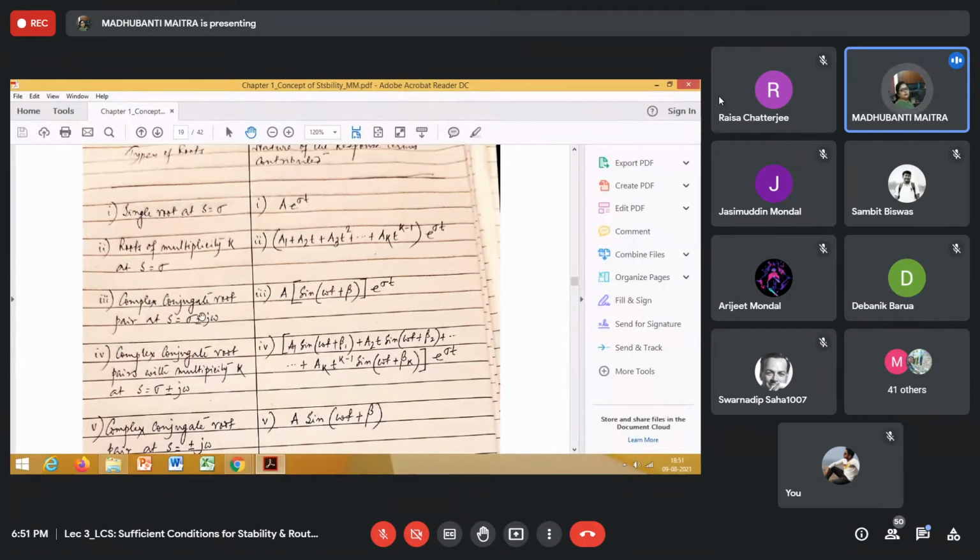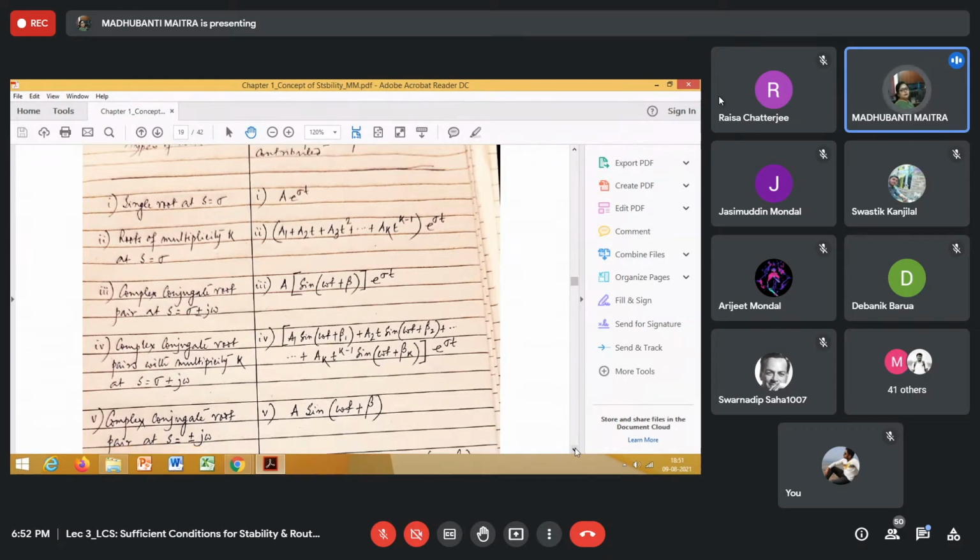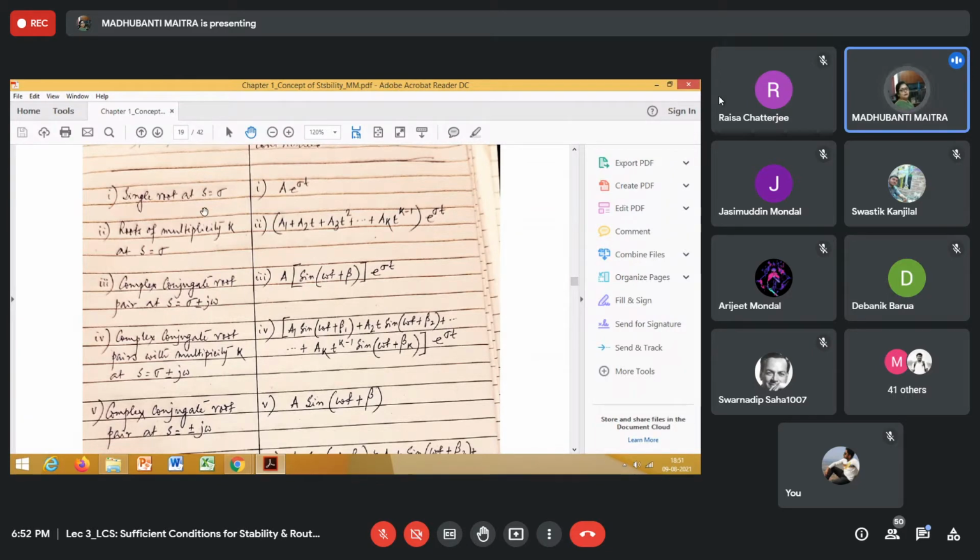So we can write that c(t), the output time response, will be a e to the power sigma t plus a sine omega t plus beta, whole multiplied by e to the power sigma t. Do you agree? Is this clear? Yes, ma'am.